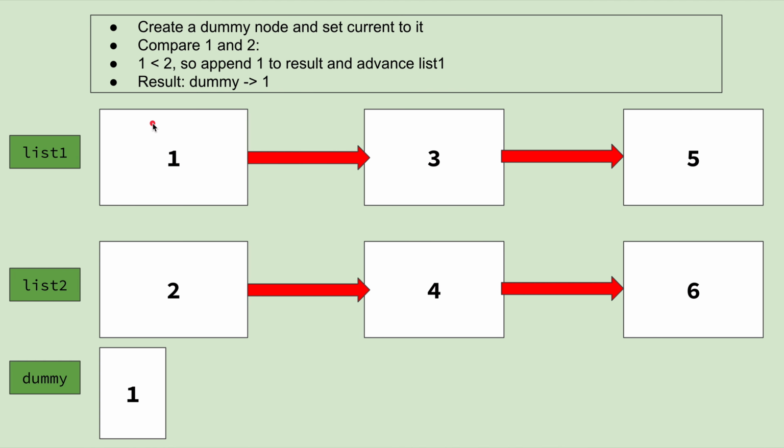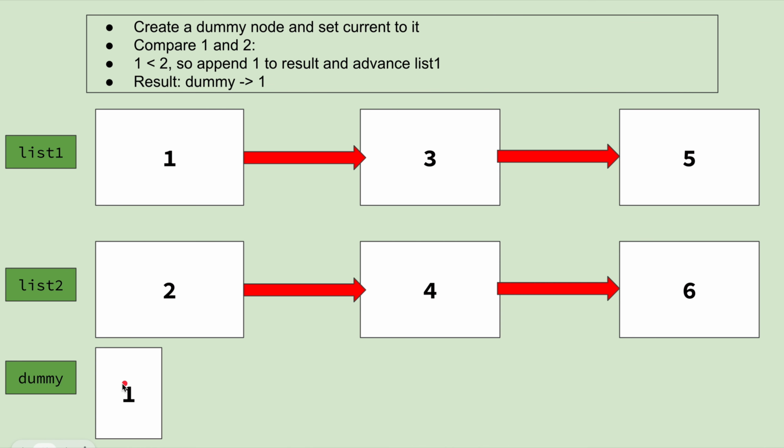So what will happen? We will create a dummy node and set the current here. We'll compare 1 and 2. If 1 is less than 2, we will append 1 into the result, and this is called advancing the list, right? So the result dummy will point to a node.